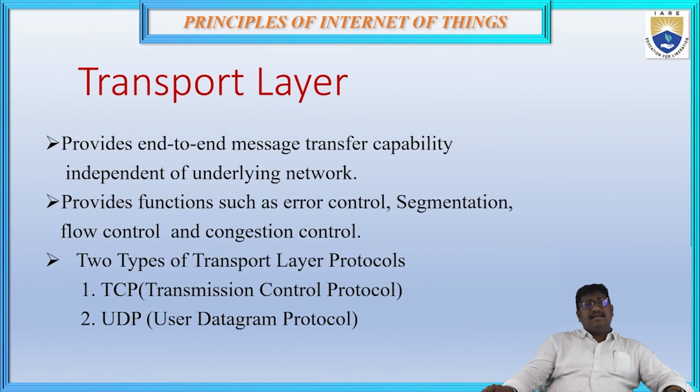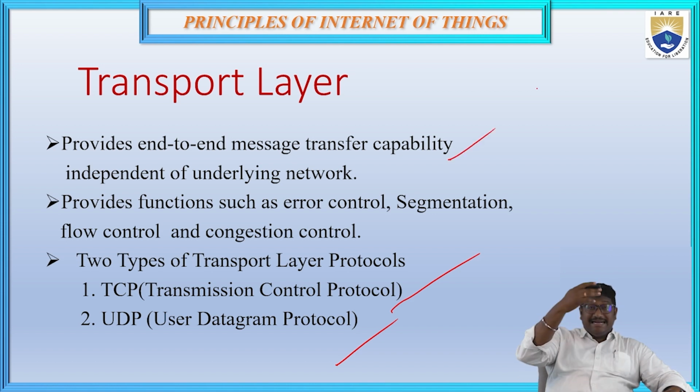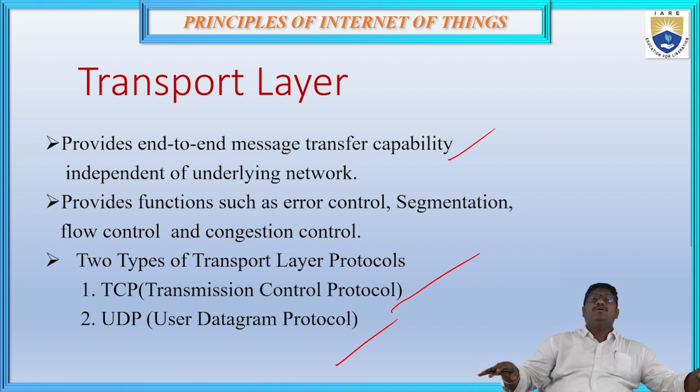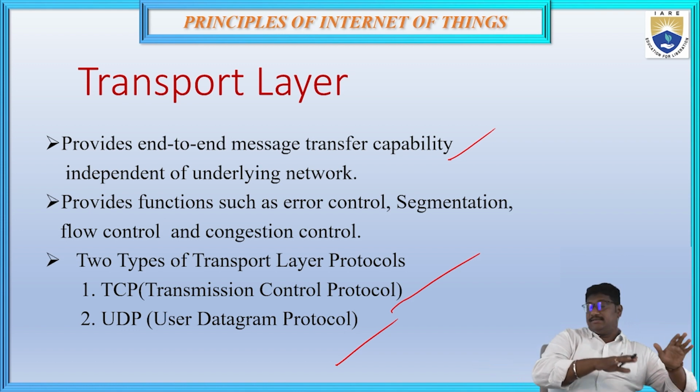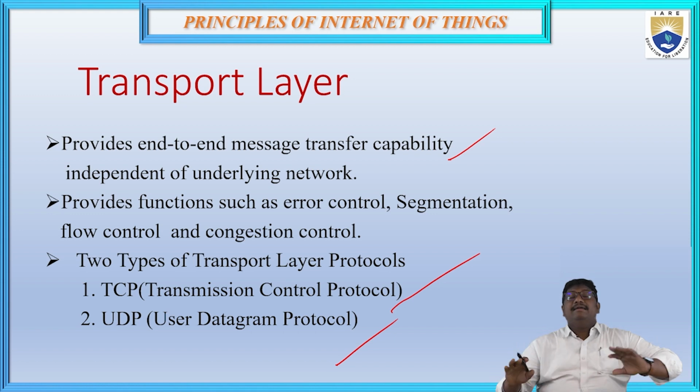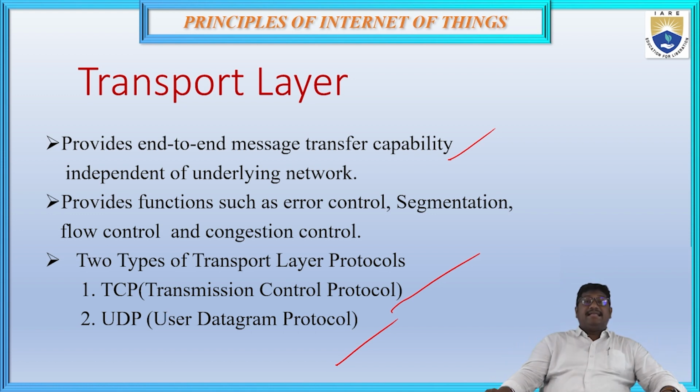The next layer is the transport layer. As I told you, in the transport layer there are only two different kinds of protocols: one is Transmission Control Protocol, another is User Datagram Protocol. This transport layer provides end-to-end message transfer capability, done independently in the underlying network. It transfers data from one place to another within the underlying network itself, and it takes care of how the data is flowing and whether any congestion is happening. All these things are taken care of individually.